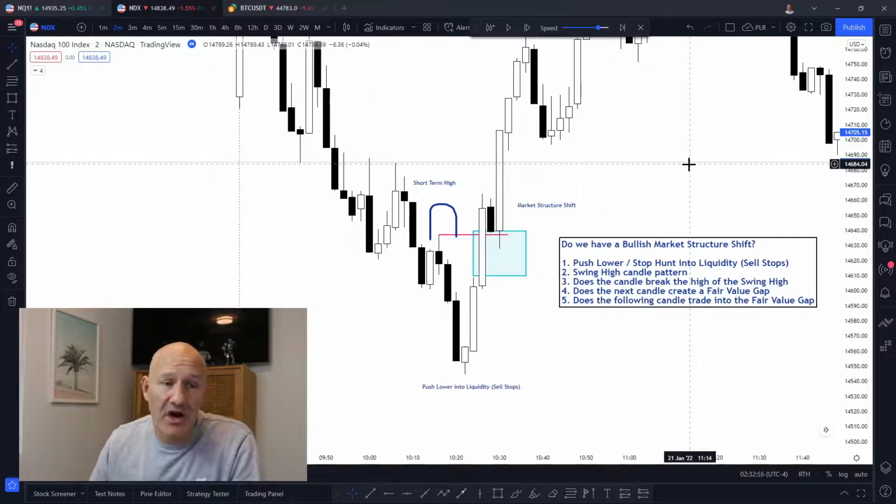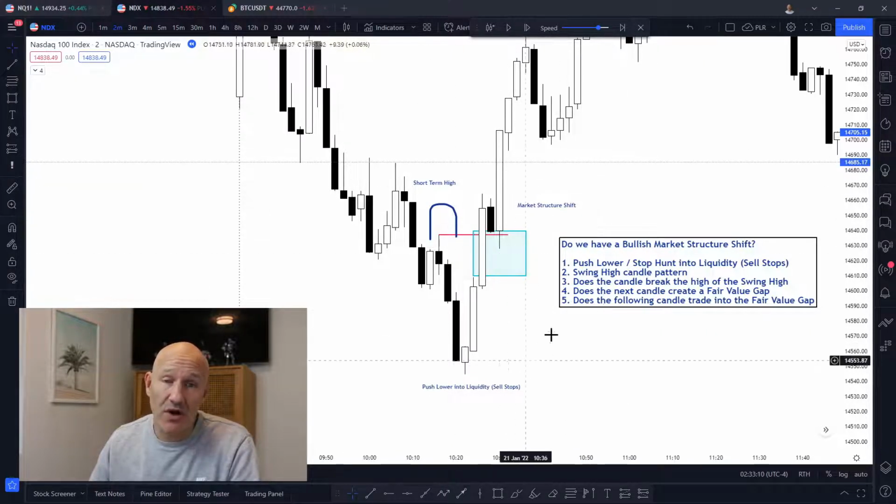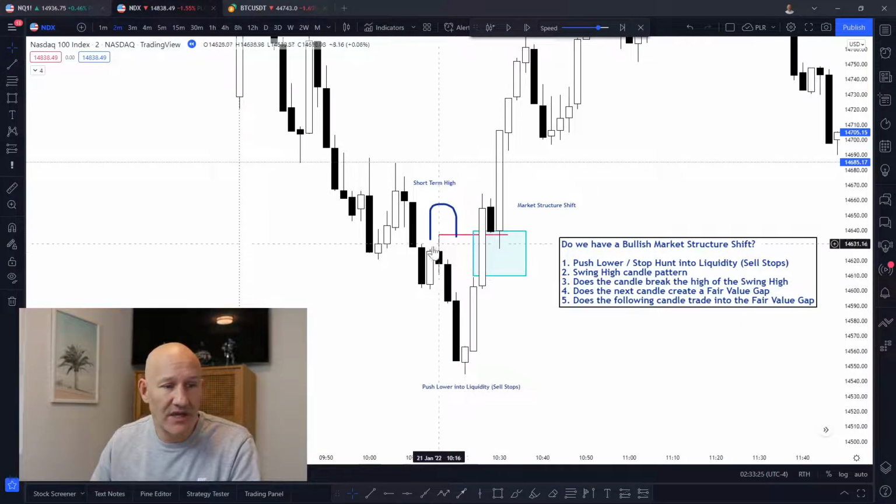And so how do we know that we have a bullish market structure shift? So what I've done is create this little checklist here so that you can always run through this as you're going through your setups and making sure that you have that market structure shift if you're intending to go long from that particular signal. So what we need to have first is a push lower or a stop hunt into liquidity, so going after those sell stops. So that's what we had happen here. We have a swing high candle pattern which precedes that push lower into liquidity. You can see we had that pattern form just here.